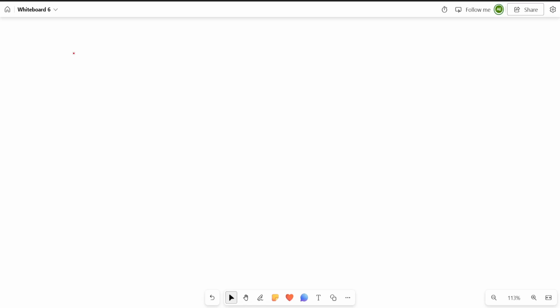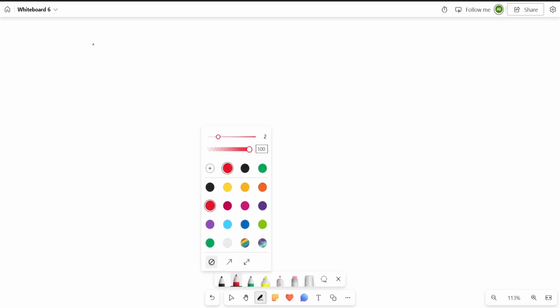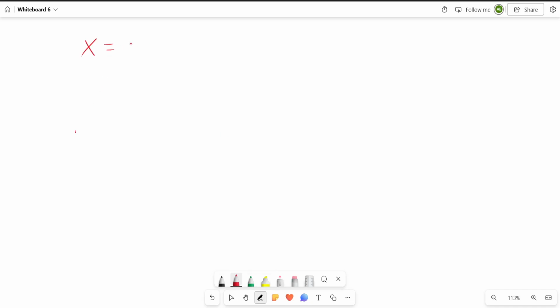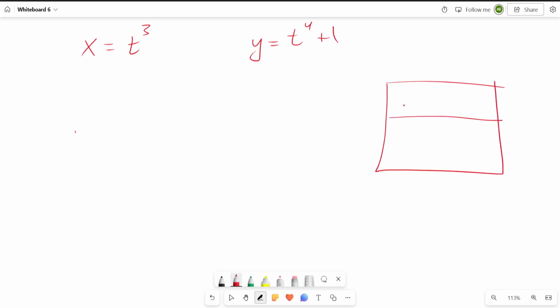Say we have a function where x equals t cubed and y equals t power 4 plus 1. What does this mean? x is some function in terms of t, and y is also some function in terms of t. To plot this parametric curve, we do something like this.